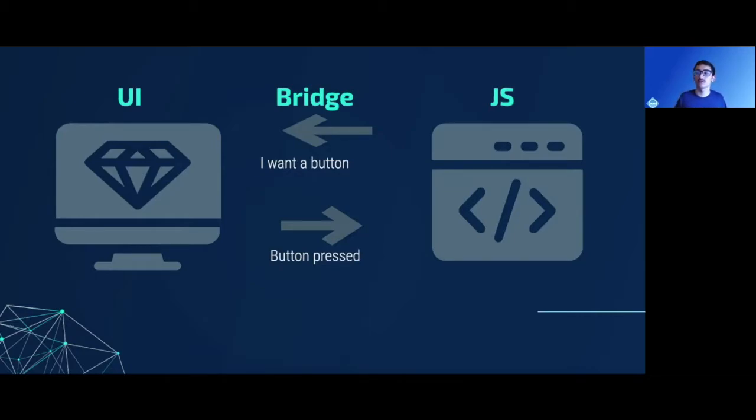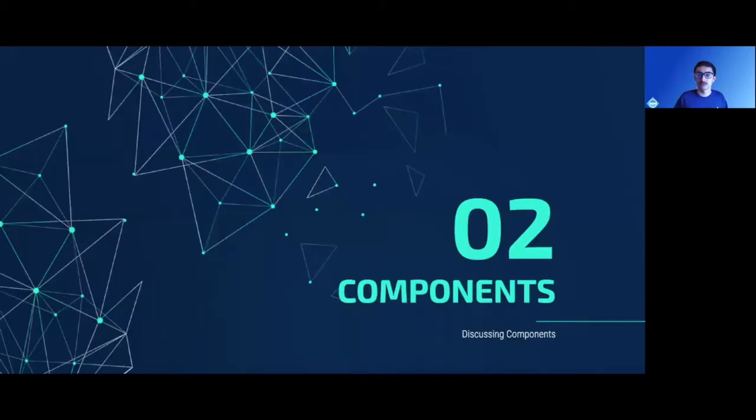Conversely, if you touch something in the UI, the JavaScript doesn't really know what it is until the bridge brings over the information, and it will communicate back with an action or response. So that's how both of these communicate with each other via a bridge. That's a little bit about React Native. Now we're going to talk more about components, what they are, and why they're important when using React Native.